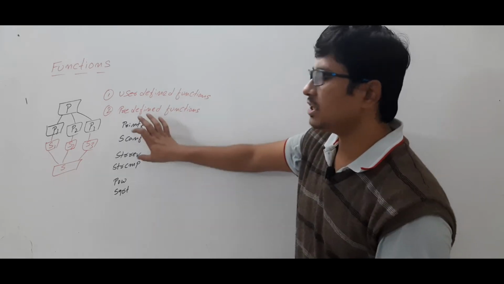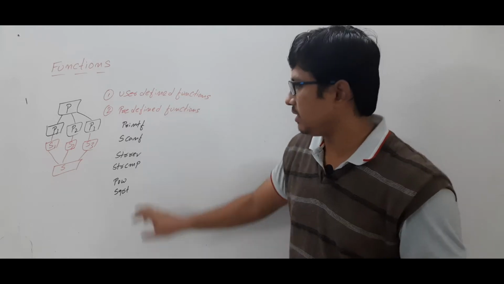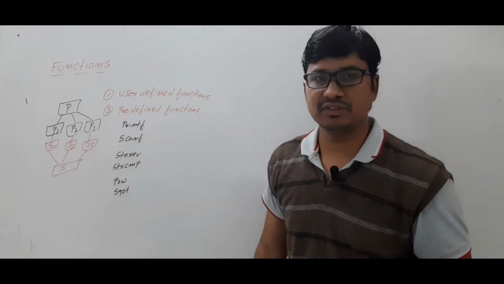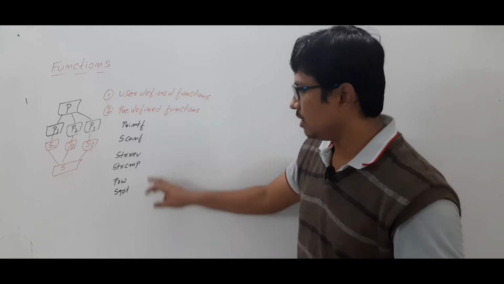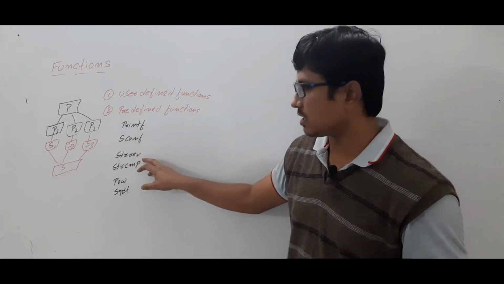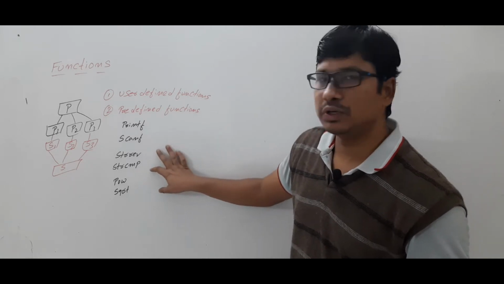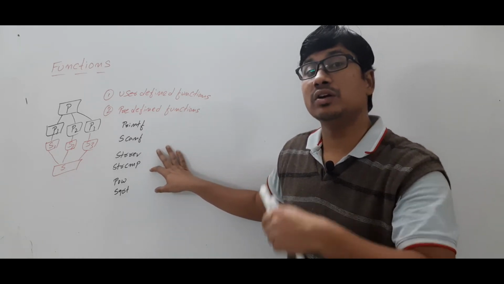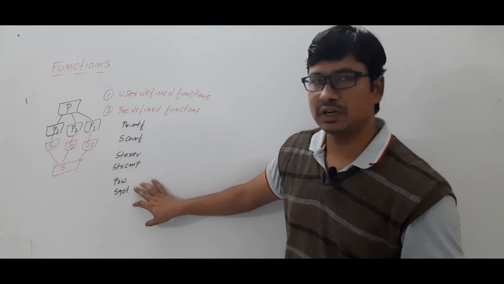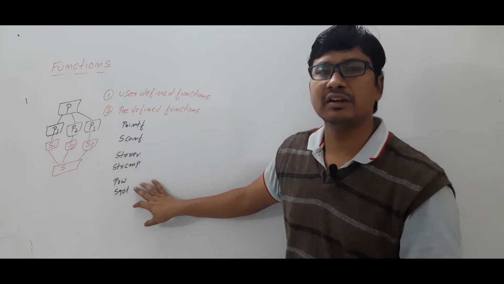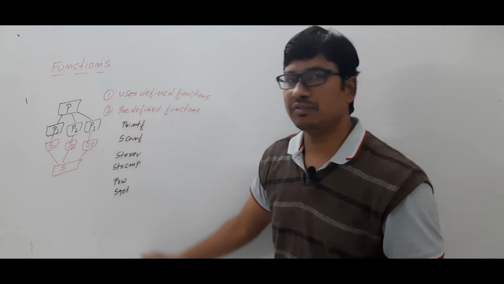So we have various inbuilt or predefined functions. To use these predefined functions, you need to include the header file. Am I right? To use the printf and scanf functions, you need to use the stdio.h header file. To use the functions strrev to reverse the string and strcmp to compare the strings, you need to include the string.h header file. To use the functions called power and sqrt, you need to include the header file called math.h. So these are the predefined functions.